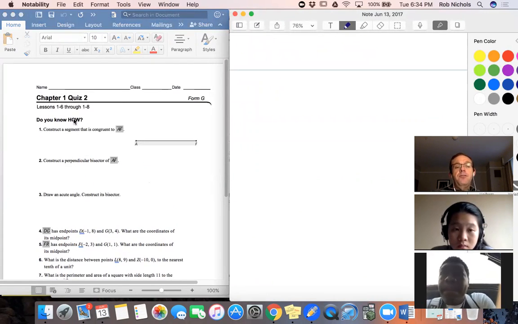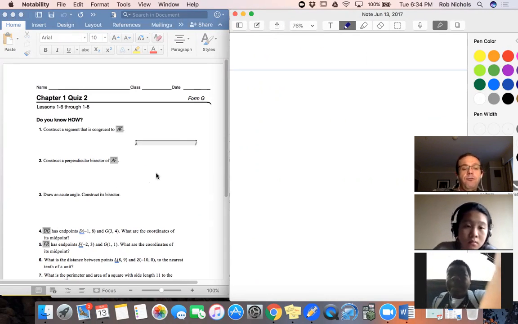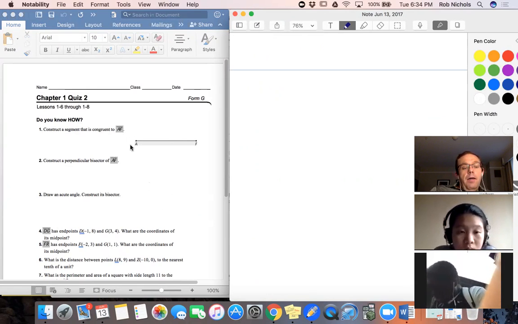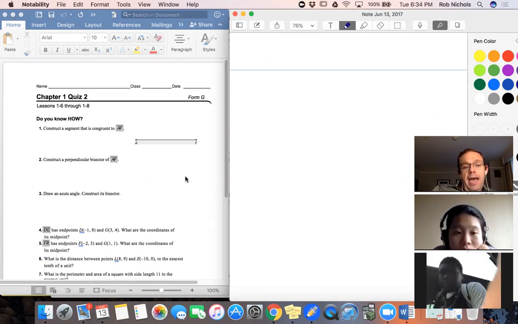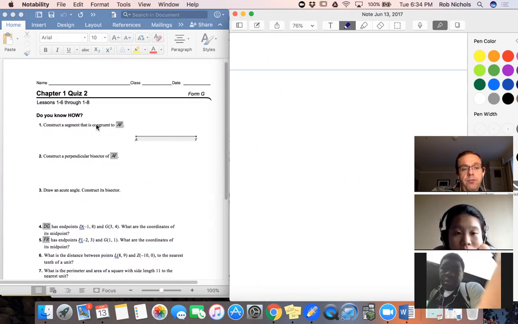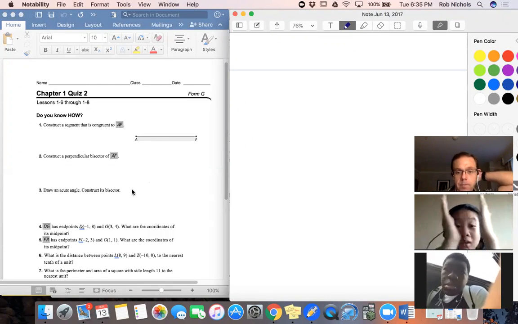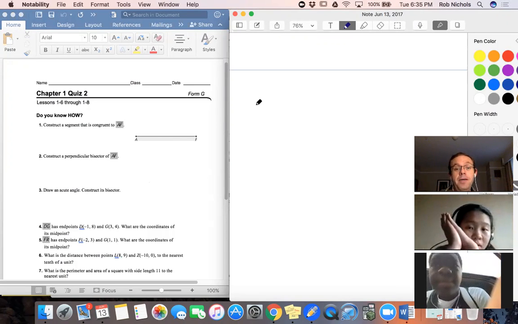Okay, and that's because 1-6 is about making constructions. If I was doing this in a real life class, I would actually ask you to do a few things. So this says construct a segment that's congruent to AF. So does anyone know how I would construct a segment that's congruent to AF if I was doing this with paper and pencil? You fold it. You could fold it, yeah. But here would be one way.